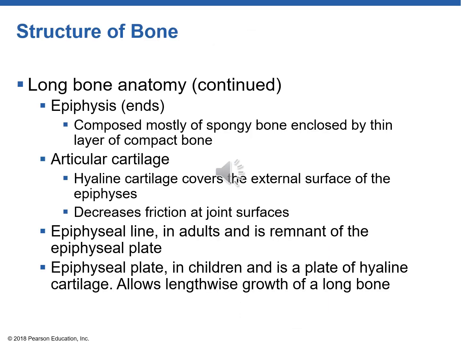The epiphysis is at the ends of the long bone, and it's made up of spongy bone with a thin layer of compact bone around that, and then articular cartilage around that, which is made of hyaline cartilage, and it reduces friction.